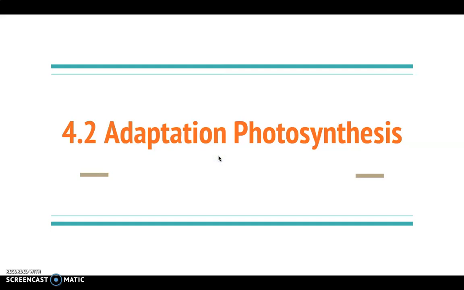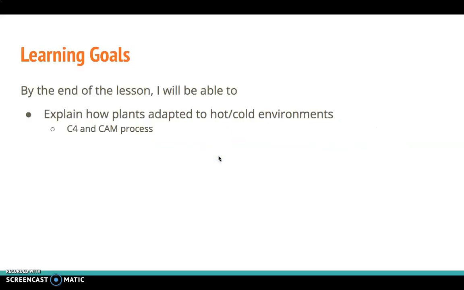So by the end of this lesson, you will be able to explain how plants adapt to hot and cold environments and the C4 and CAM process.